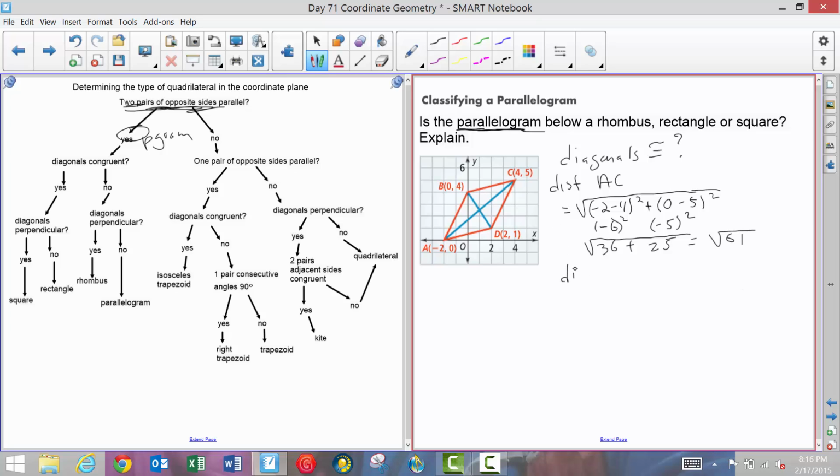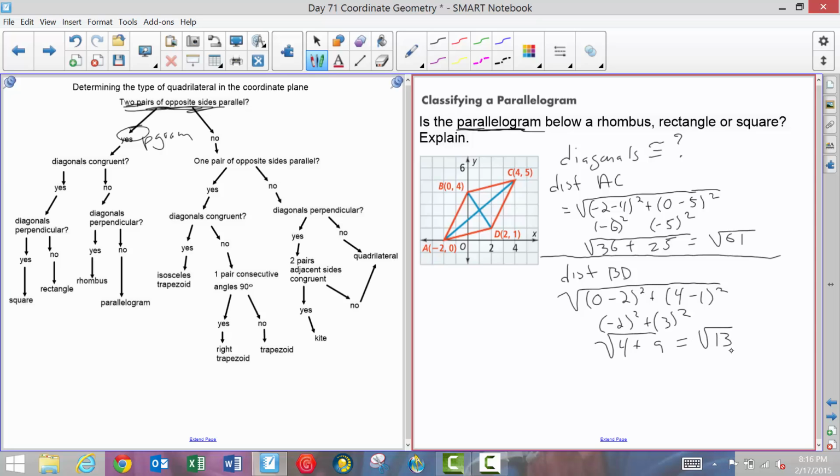Now I need to find the distance of BD. Again, I need to show diagonals are congruent or not. So distance of BD is the square root of 0 minus 2 squared plus 4 minus 1 squared, which would be negative 2 squared plus 3 squared, which is 4 plus 9. I'll take the square root, which gives me square root 13.